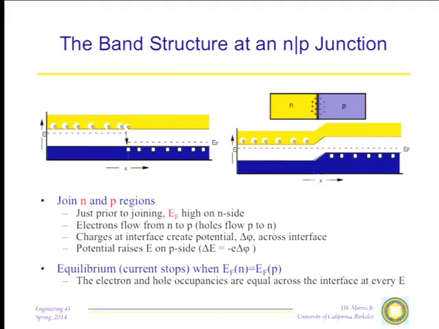And that process will continue until we finally get into a situation where the Fermi level is constant all the way through the junction. Because once the Fermi level is constant, there's no longer a driving force for any electron motion. The electrons can no longer decrease their energy by moving from one place to another.